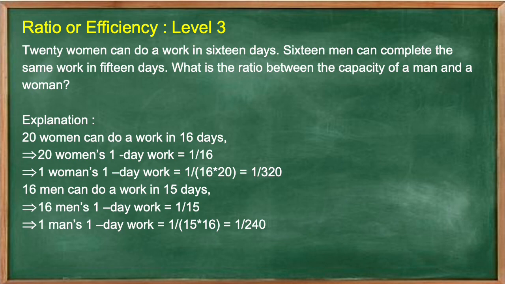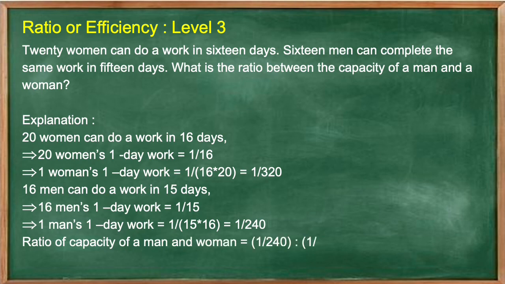So we can say that the ratio of capacity of a man and a woman is equal to 1 divided by 240 is to 1 divided by 320, which is equal to 1 by 3 is to 1 by 4. Now you can cross multiply these values and you will get the ratio 4 is to 3. So our answer is 4 is to 3.